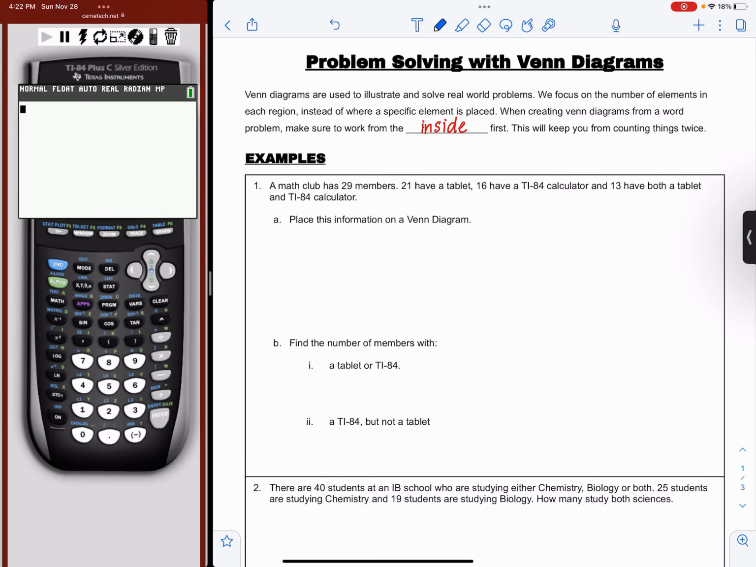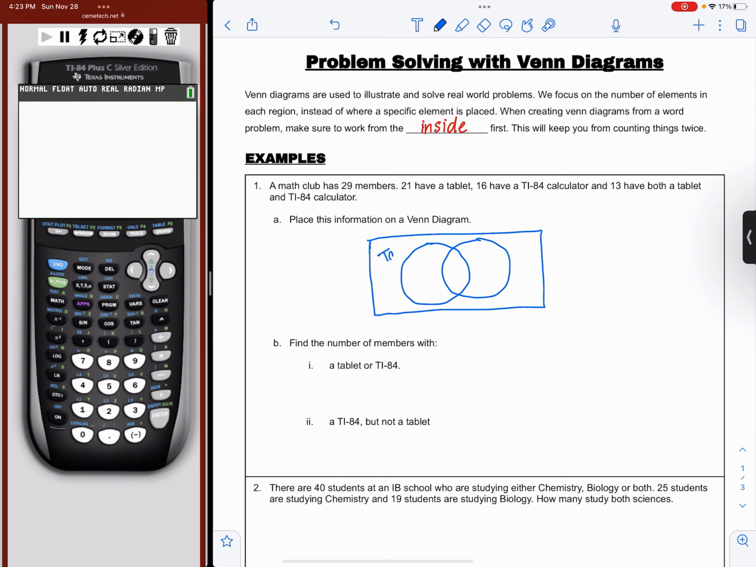A math club has 29 members. 21 have a tablet, 16 have a TI-84 calculator, and 13 have both a tablet and a TI-84 calculator. So we're going to place this information on the Venn diagram. So we have a tablet and a TI-84. All right, so working our way from the inside, it says 13 have both a tablet and a TI-84 calculator. So 13 goes in the center.